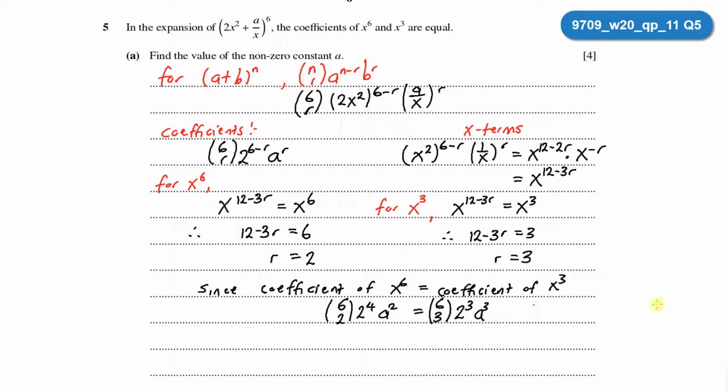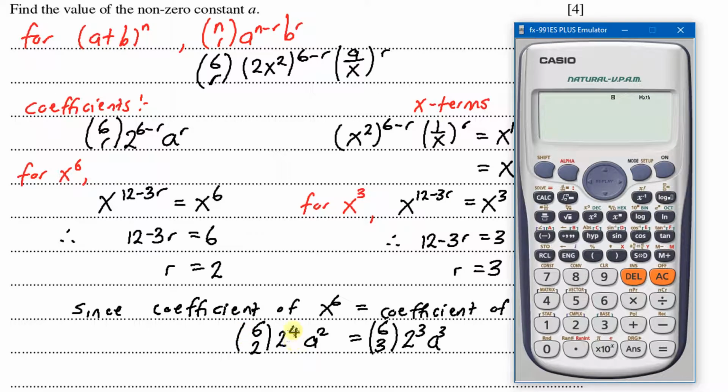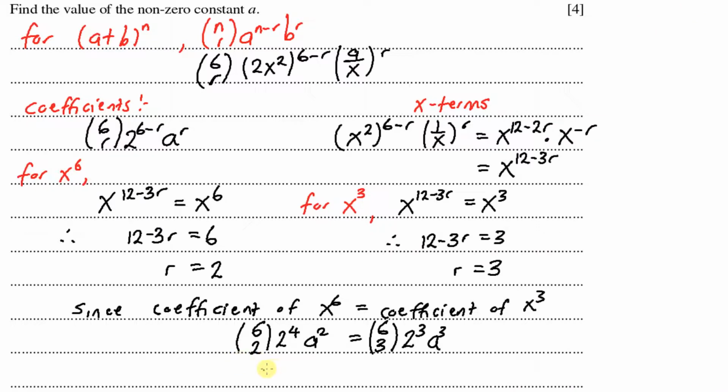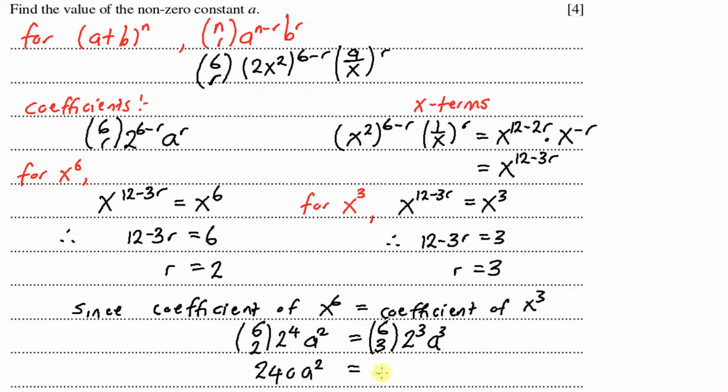So let's just make use of our calculator here. Let's start with 6 choose 2 times 2 to the power of 4. So that's 6 choose 2, and that's multiplied by 2 to the power of 4, that's 16. And this gives us 240. So we have 240 a squared here. And again, we are going to say 6 choose 3 multiplied by 2 to the power of 3, which is 8. So we get 160. So that's equal to 160 a cubed.